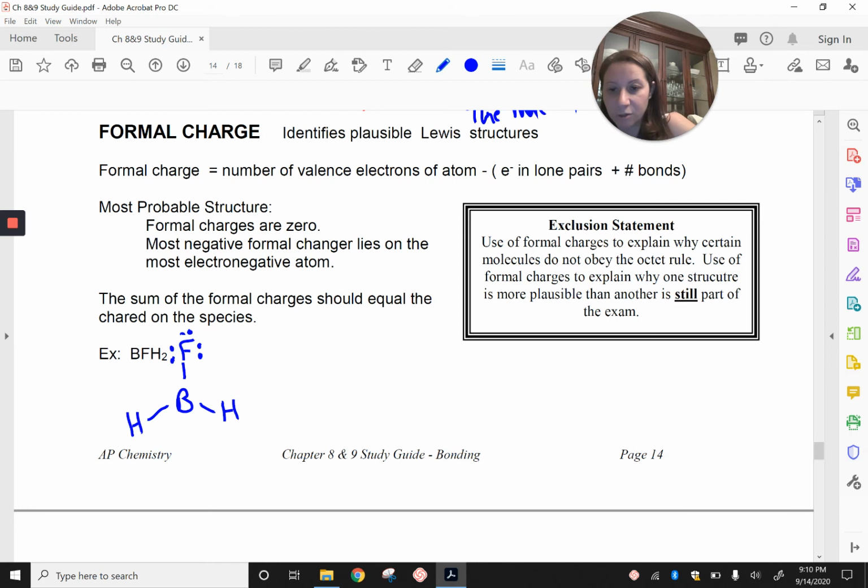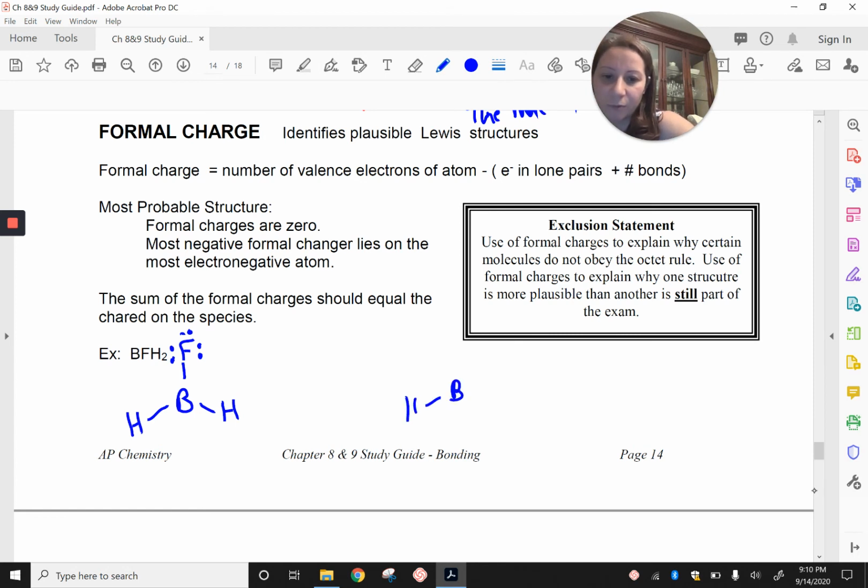My other structure: I could say, well, this doesn't seem right because the boron here does not have an octet, which is not very stable. Is there a way that I can make that have an octet? Well, what if I have a coordinate covalent bond? Remember, a coordinate covalent bond is where both electrons come from the same atom. What if that fluorine donates its 2 electrons to make a double bond here? So it would look like this.